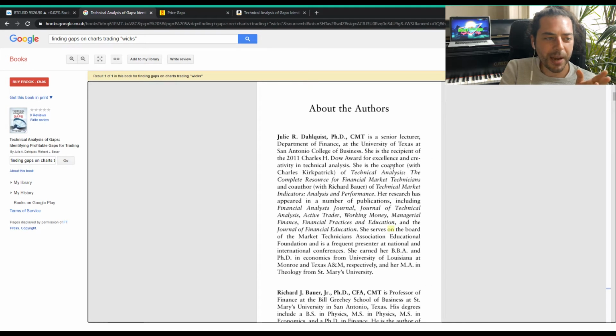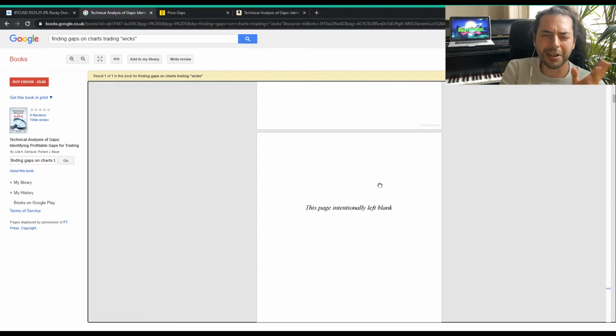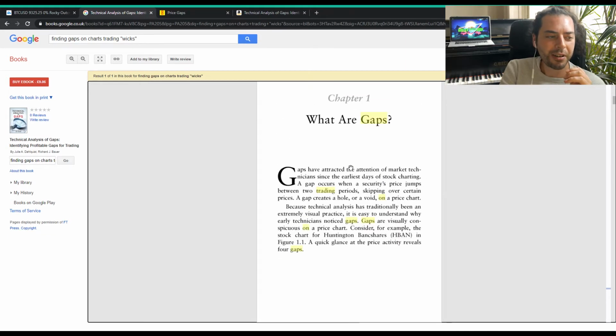So gaps. Now gaps are going to come. Acknowledgements. Skip acknowledgements. Cool. Good name there with that Richard name. About the author. Skip the author. Gaps. What are gaps?